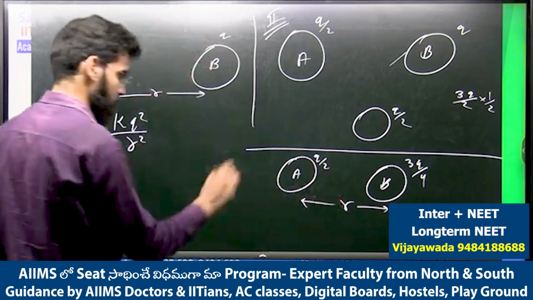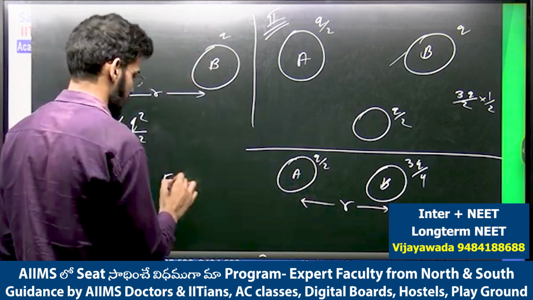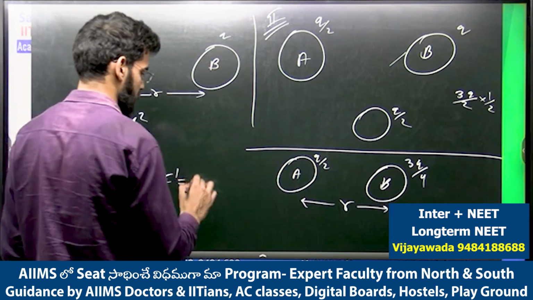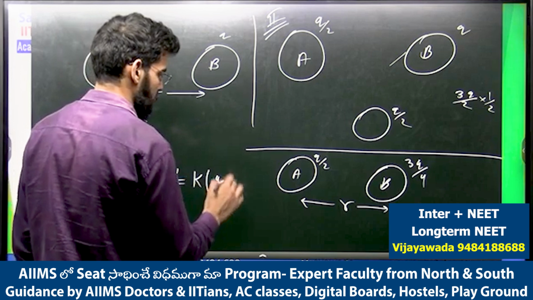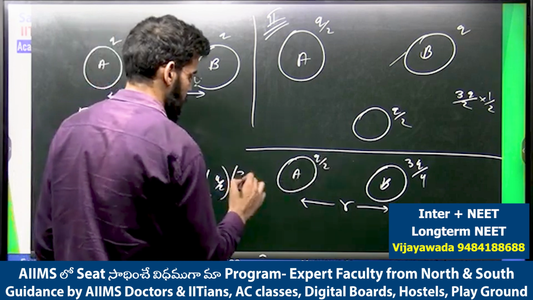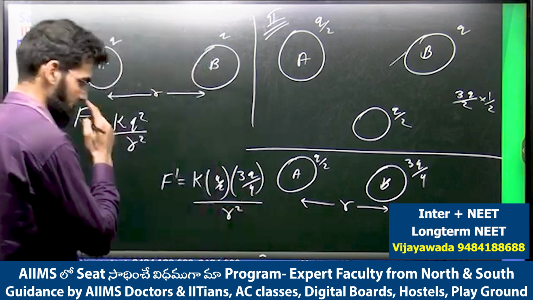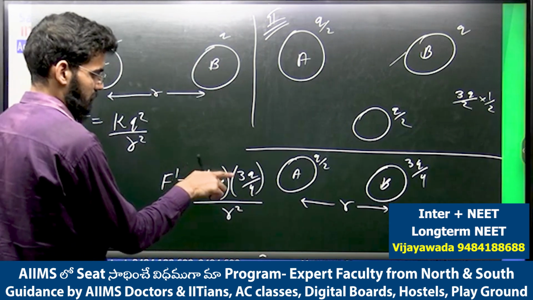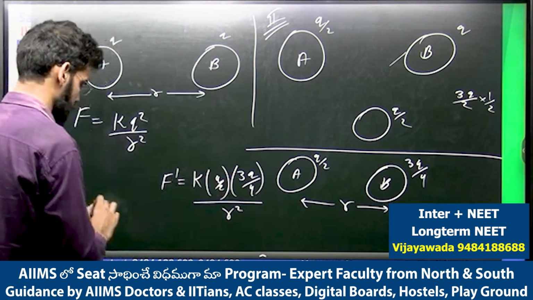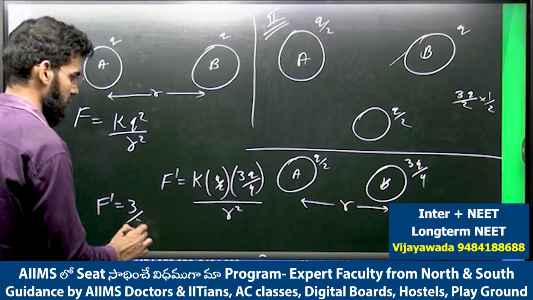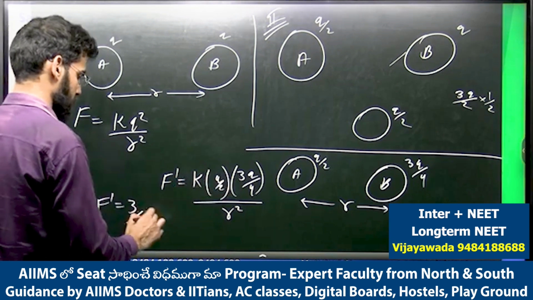So now the new force that you will write down, F dash, will be how much? K, q is q by 2, and on B you have 3q by 4, divided by r square. So here just a factor is there, a 3 by 8 factor. So F dash is nothing but 3 by 8 times kq square by r square, that is F only.